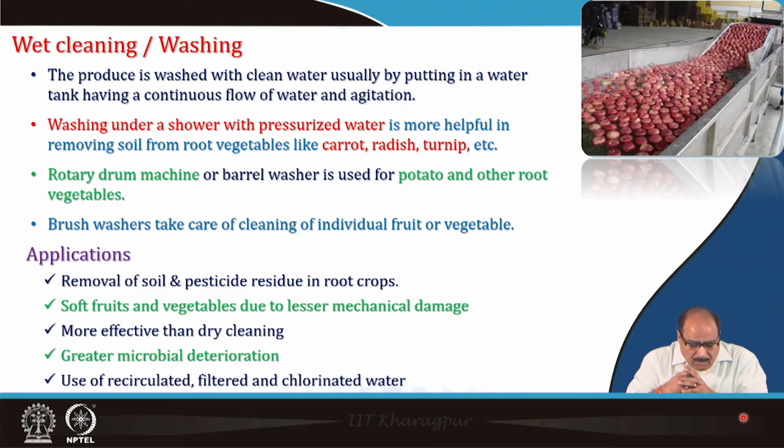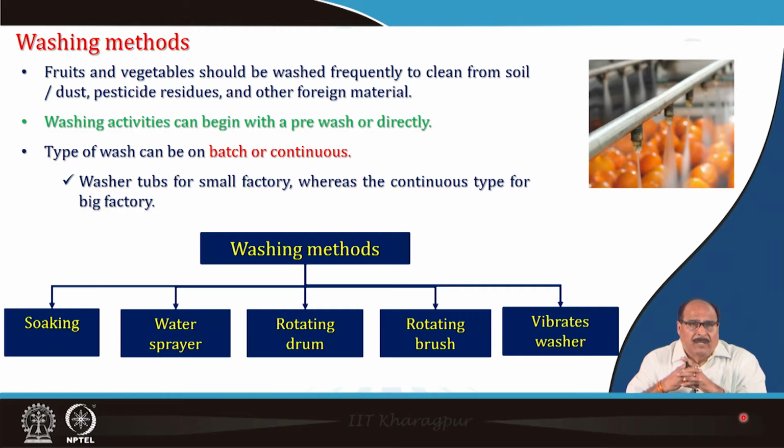Use of recirculated, filtered and chlorinated water should be ensured so that the cleaning and contamination removal are proper. So, the different methods of washing fruits and vegetables are listed in this slide. Washing can be done either batch-wise or by continuous methods. Generally, in small factories washing tubs are used, whereas in big factories continuous washing systems are used.